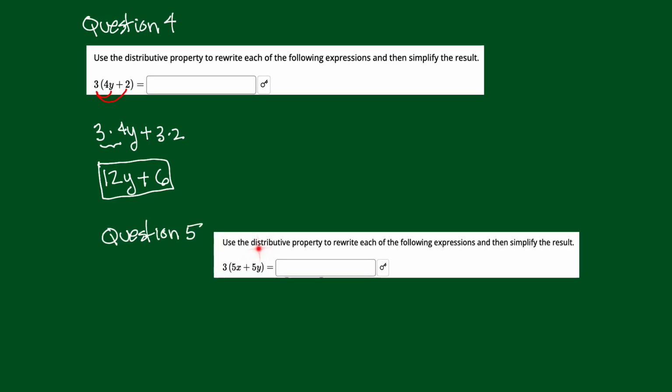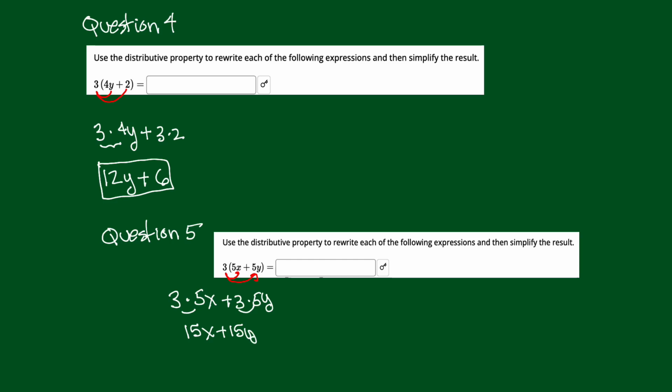Question 5, we're again going to use the distributive property to rewrite this expression, and then we're going to simplify it. So let's give it a try. I'm going to take the 3 and distribute it into the 5x and then to the 5y. So I think it's going to look like this then. 3 times 5x, and then plus 3 times the 5y, and now just multiply. 3 times 5 is 15x, plus, again, 3 times 5 is 15y.